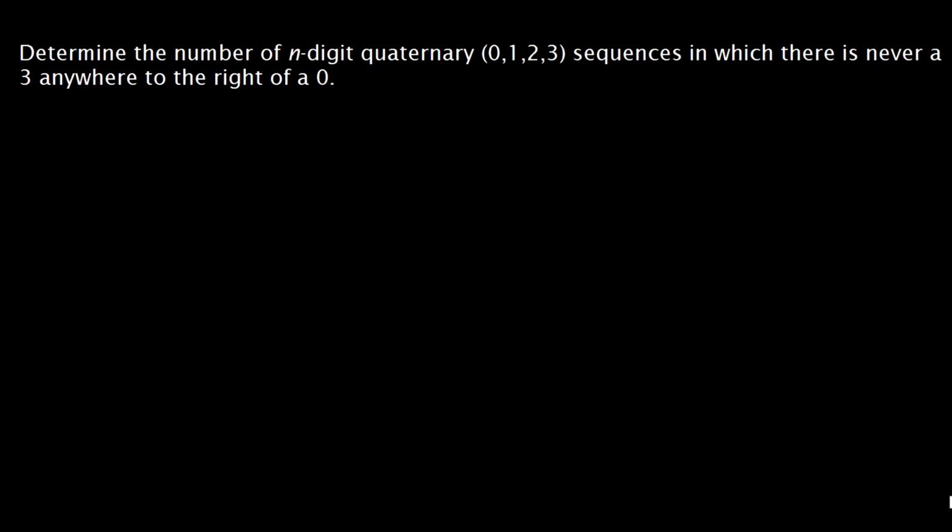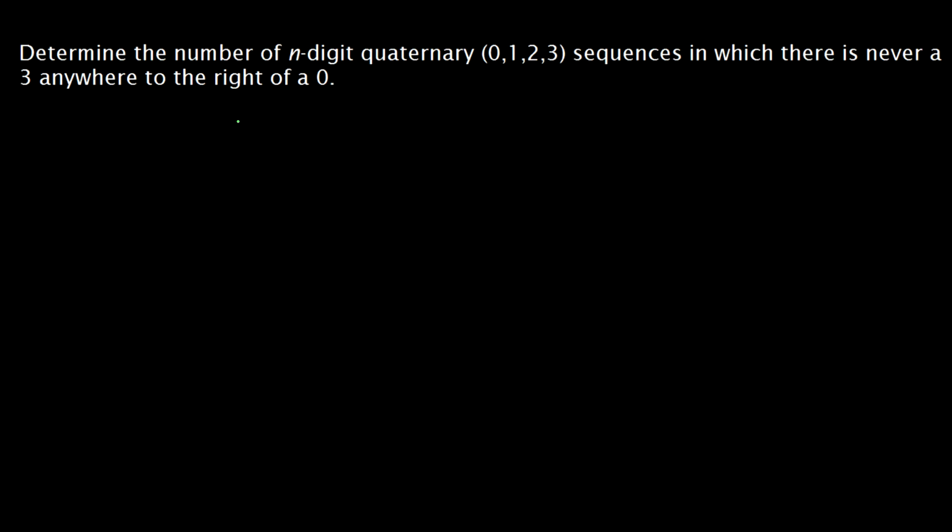So now that you know how to solve them, let's do a word problem where we take a word problem and just turn it into a recurrence relation. Because this is another interesting binary digit question. Well, it's a quaternary sequence. Determine the number of n-digit quaternary sequences in which there is never a 3 anywhere to the right of a 0.